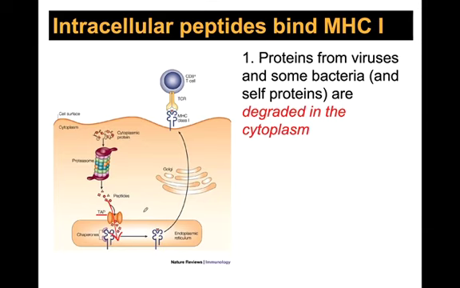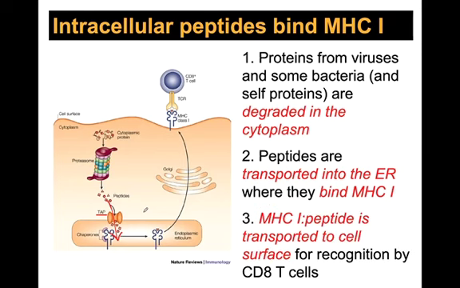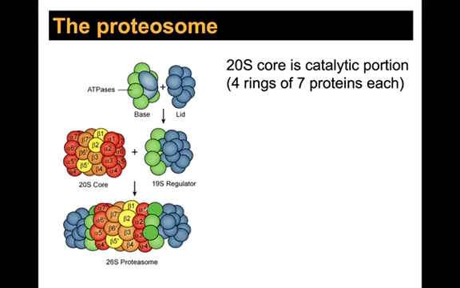Okay, so the first thing is that you're going to degrade the proteins from viruses and intracellular bacteria in an infected cell, and then transport those into the ER by the TAP protein. Once those are bound, the MHC1 peptide is transported to the cell surface, and that's where it can be recognized by CD8 T cells. So let's talk about the degradation.